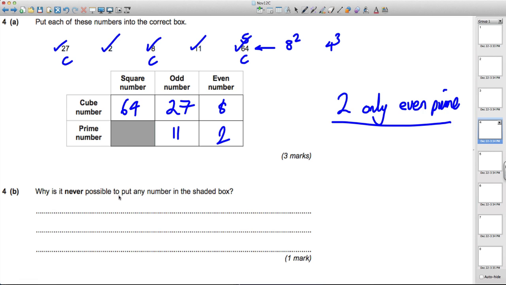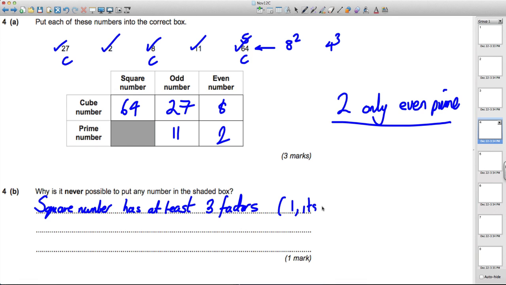Okay? Why is it never possible to put any number in the shaded box? For a number to be in the shaded box, it would need to be both square and prime. Now, a square number, well, let's think about how many factors it has. It has at least 3 factors. What are those 3 factors? 1, itself, and the square root.